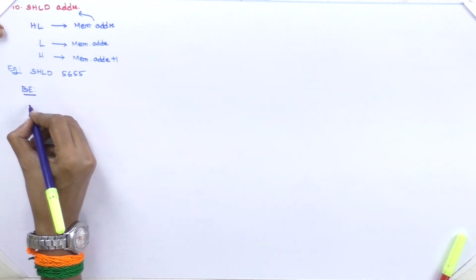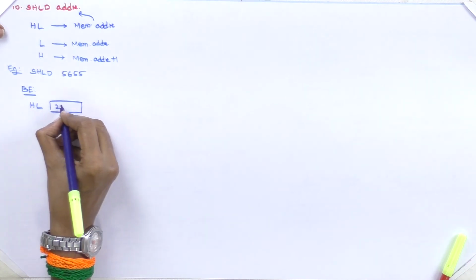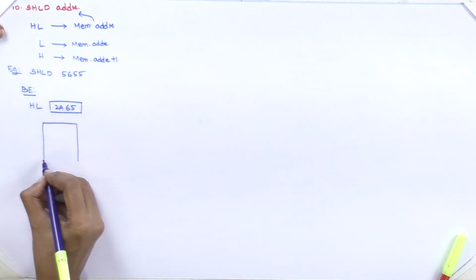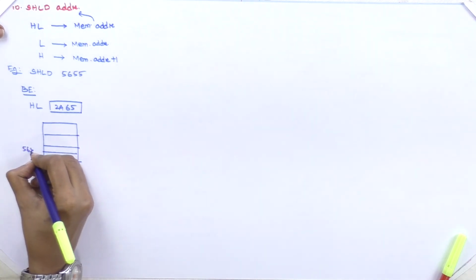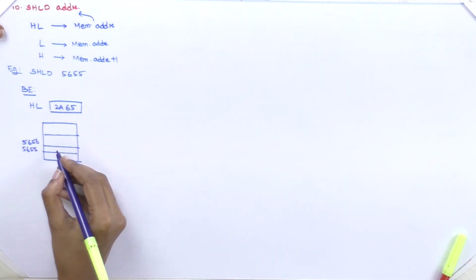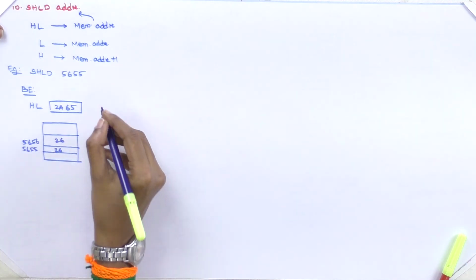Before execution, the HL register is having the value 2A65, and this will be your memory, 5655, 5656. These might have some values, 2626.